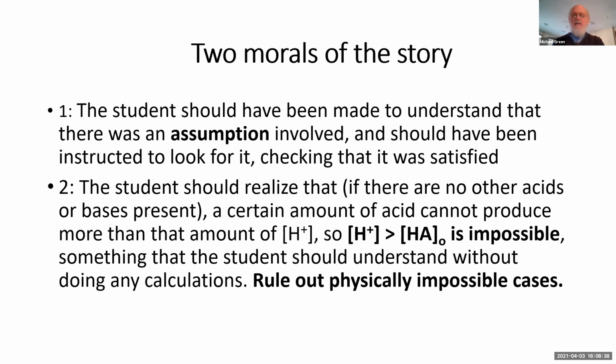And should realize that if no other acids or bases are present, a certain amount of acid cannot produce more than that amount of hydrogen ion. So getting an answer that's greater than you put in, if you're not a chemist, the idea is that you put in something that comes apart, and then you get more of one part than you actually put in to begin with, so that somehow you've generated it out of empty space, which is impossible. It's nonsense. And the student should realize, without doing any calculations, that that is nonsense. So they should learn to rule out physically impossible cases.